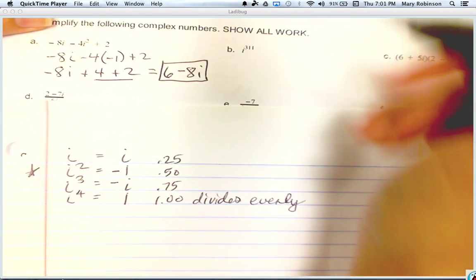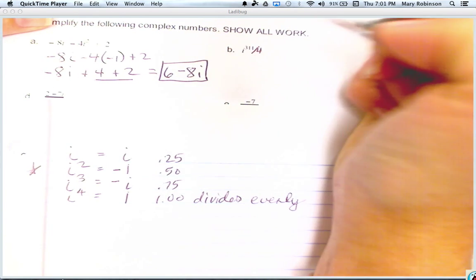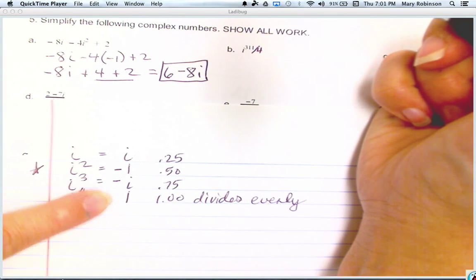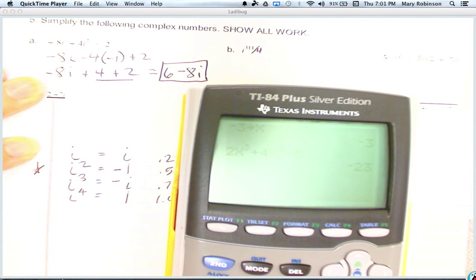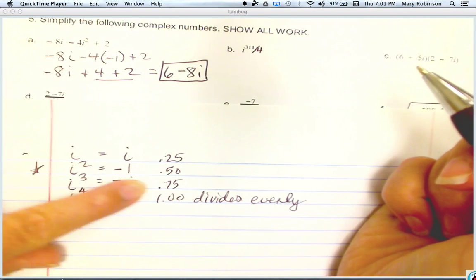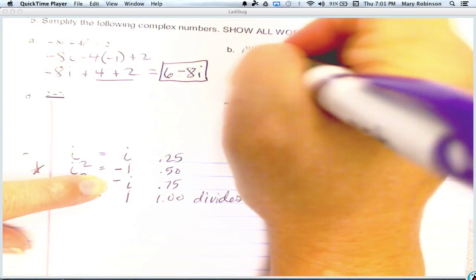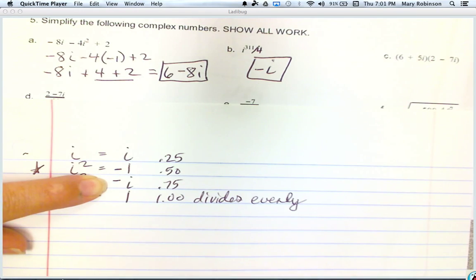For B, remember when we have these large exponents, we have to divide it by 4 and then equate it to one of these values here on our chart. So when we divide 311 by 4, the number ends in 0.75. 0.75 is negative i, so our answer is negative i.